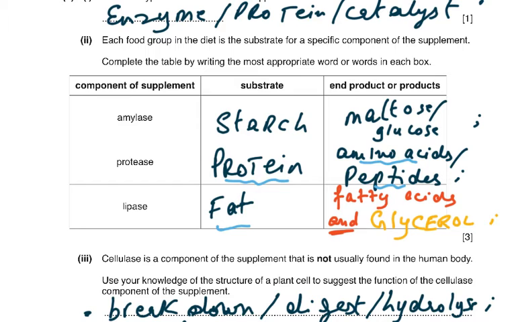If you had written fatty acids and glycerol, the "and" is very important because a fat molecule is made up of three fatty acids and one glycerol molecule. You must know the basic structure of a fat molecule.